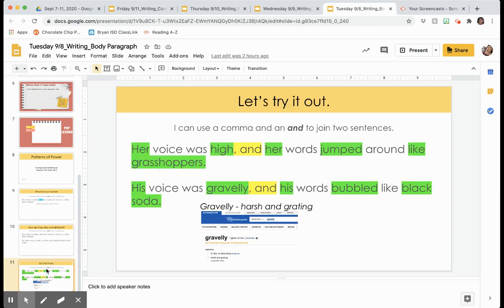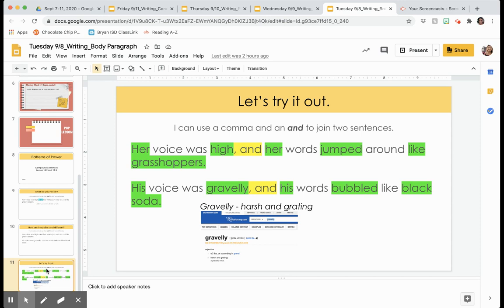I bet y'all had some great thinking of how they're alike and how are they different. So if you see, the green is what's different, what I noticed, and the yellow is what's the same, and I bet you thought the same thing too.